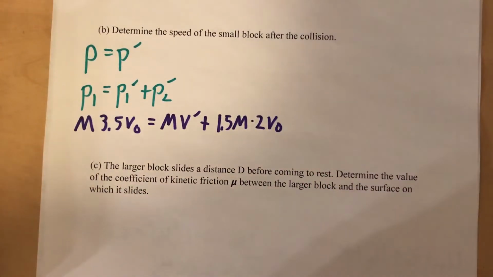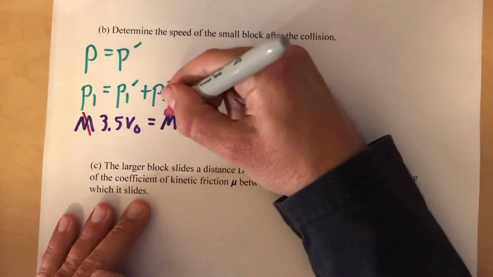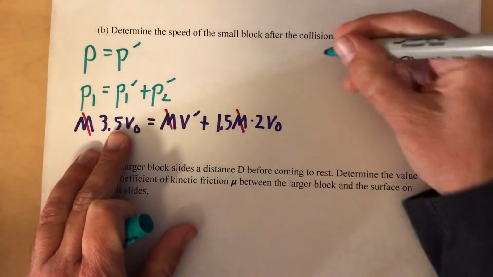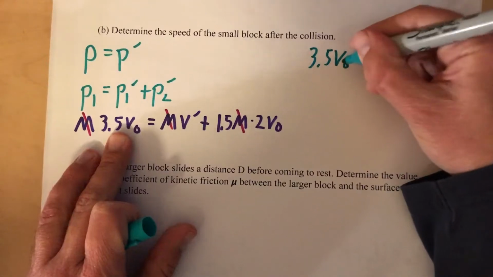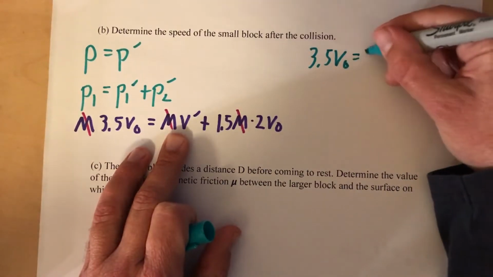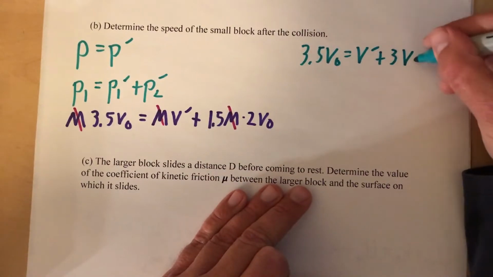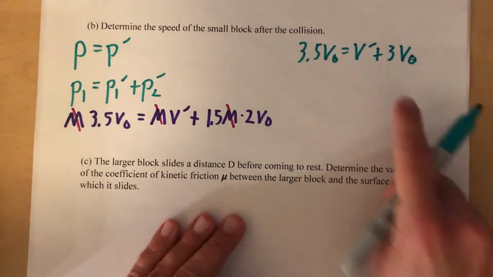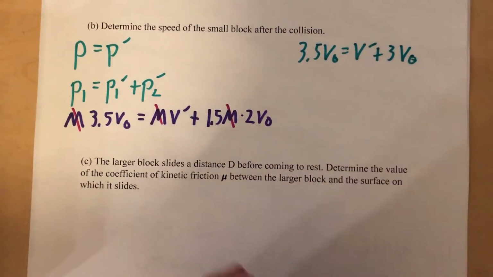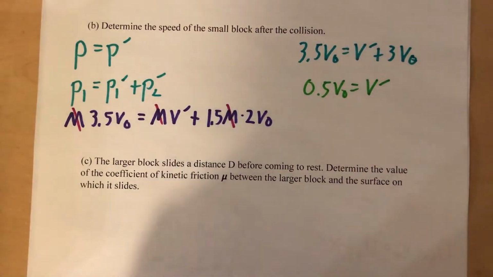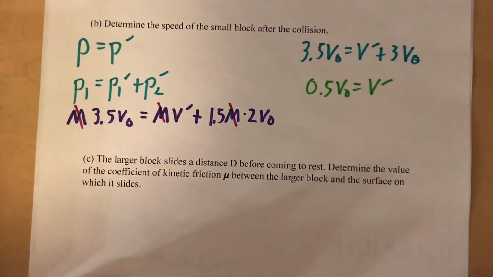So now we got to just do some algebra to solve for this. I will cancel the m's everywhere there. Let's fix this right here and see that now if we simplify it, we get 3.5 v0 is equal to v prime plus 2 times 1.5 is 3. So there we get 3 v0. So subtract your v0 to the other side. So 3.5 v0 minus 3 v0, and we get 0.5 v0 is equal to v prime. And so that's your answer. The small block has got to be going 0.5 v0 there.